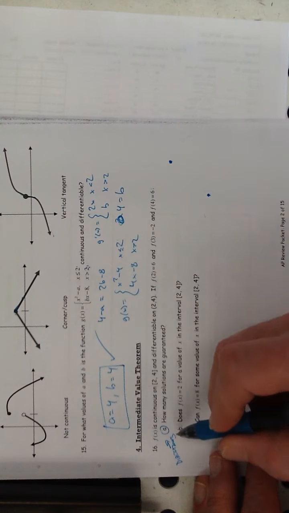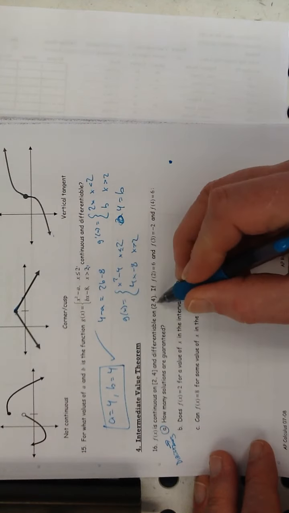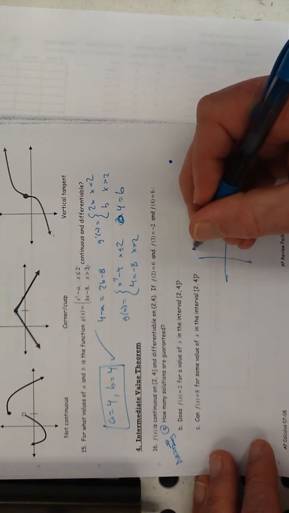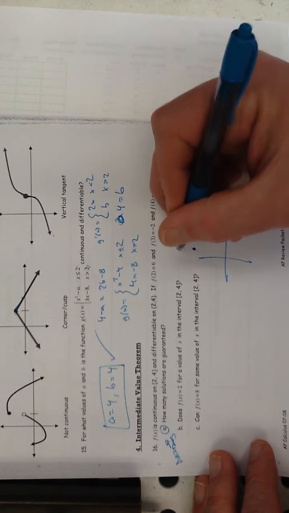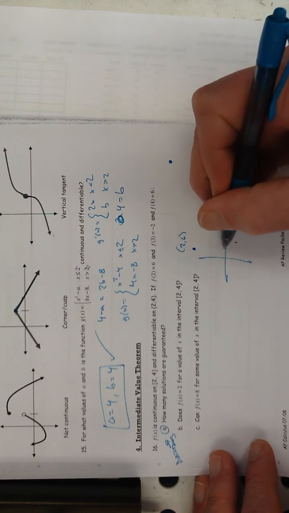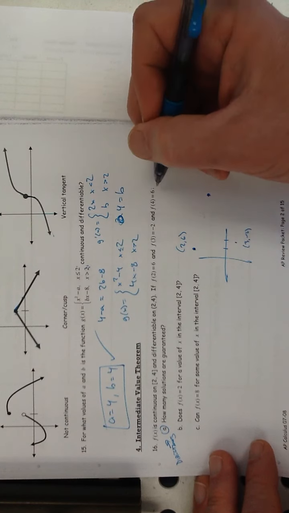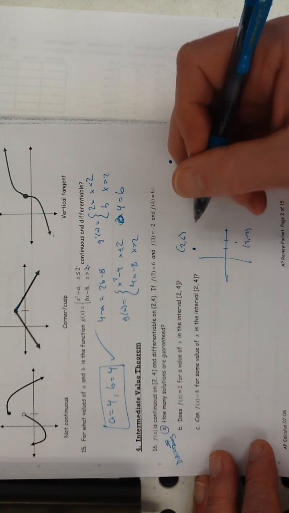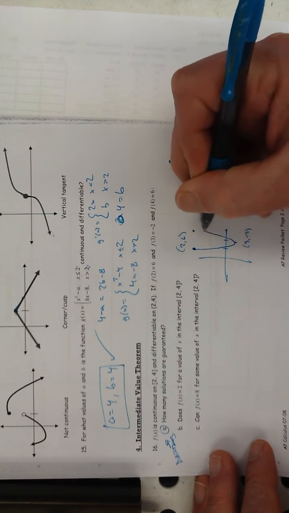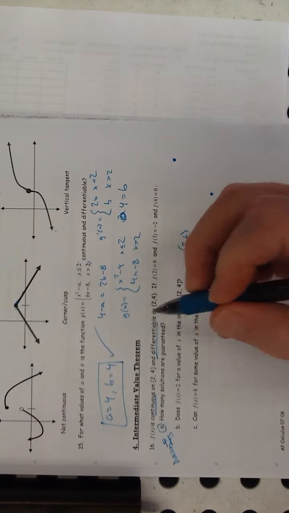So what do we have here? We have f of x continuous on [2, 4], differentiable on (2, 4). So f of 2 equals 6. And f of 3 is equal to negative 2. And f of 4 is equal to, back up to 6 again. So it's dipping all the way down here and then back up again. And it's continuous and differentiable.